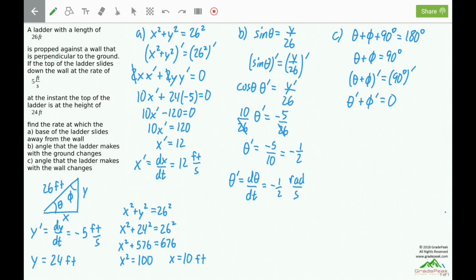We can now plug our numbers in. We have a theta prime from part B. It's a negative 1/2, plus the phi prime equals 0. And we can now solve for the phi prime by adding 1/2 to both sides. And that gives us phi prime equals a positive 1/2. So phi prime, which equals d phi dt, will equal a positive 1/2. Again, the units will be an angle of radians over time of seconds. Theta prime was negative, so theta apparently was decreasing in this problem. Phi prime was positive, so phi was apparently increasing in this problem.